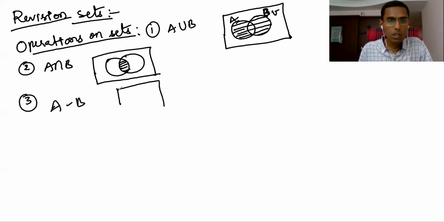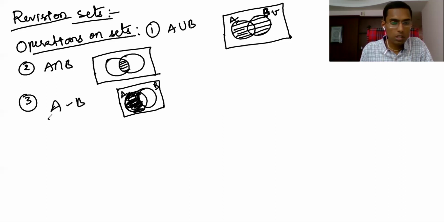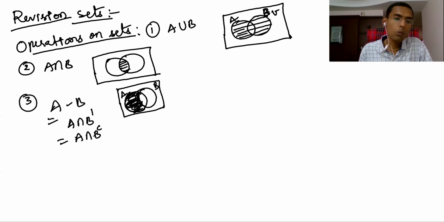A minus B, you know. What is A minus B? This is A, this is B. A but not B. This is A minus B. Some people are getting confused. A minus B means you can represent it like this: A and not B, or A and B complement. A and not B means B complement, and B complement simply means not B.